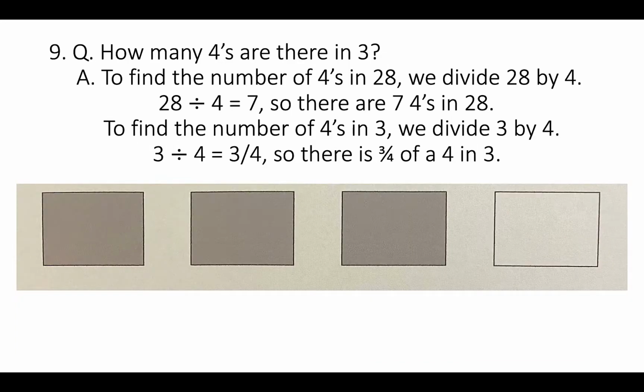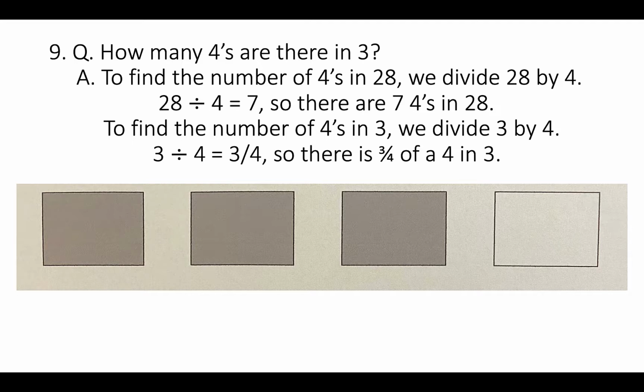3/4 is also the answer to the question, how many 4s are there in 3? For example, to find the number of 4s there are in 28, we would divide 28 by 4. 28 divided by 4 is 7, so there are 7 4s in 28. Similarly, to find the number of 4s in 3, we would divide 3 by 4. 3 divided by 4 is 3/4, so there's 3/4 of a 4 in 3.